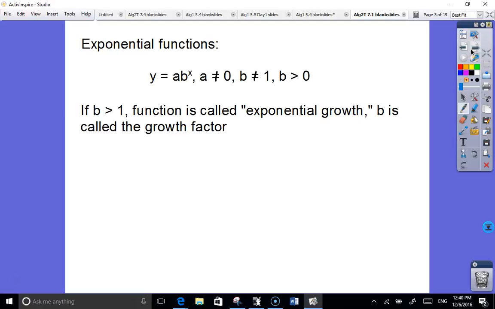b does not equal 1, because if b is 1, then you've got 1 to the x. And what's 1 to the x? It's just 1, right? That would just be a horizontal line. And b is defined as being greater than 0. So b is always greater than 0. Now there's going to be two kinds of exponential functions. The first one, when b is greater than 1, is called exponential growth. And b, in that case, is called a growth factor.